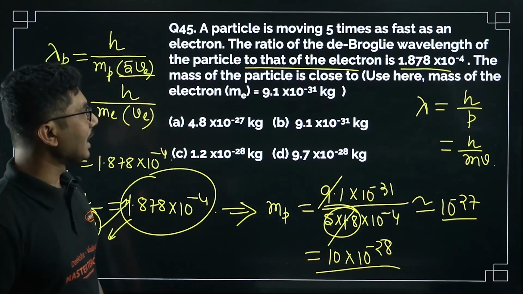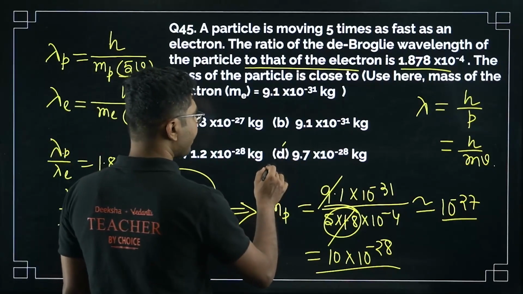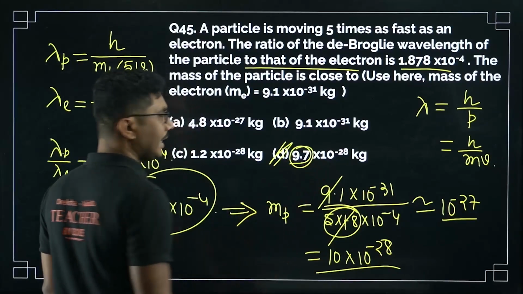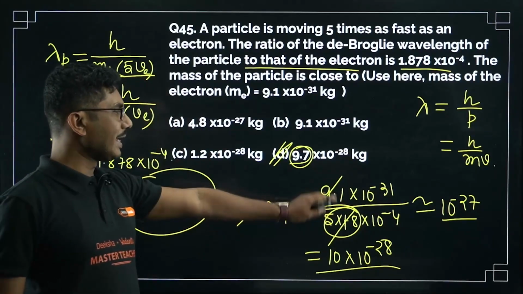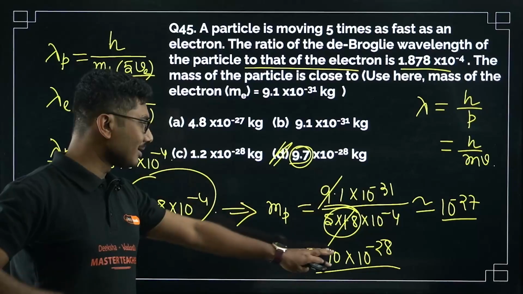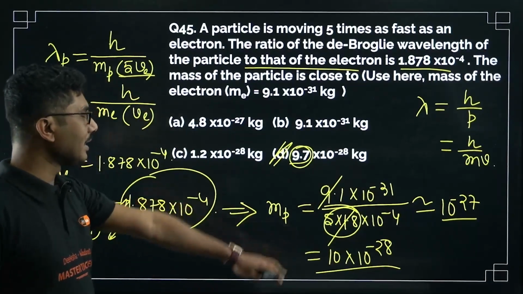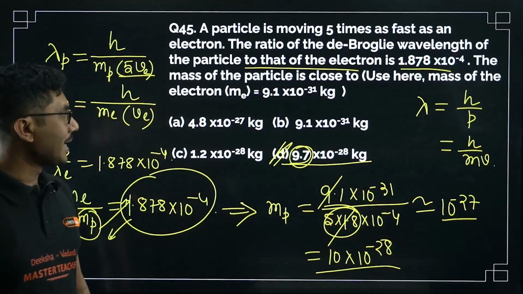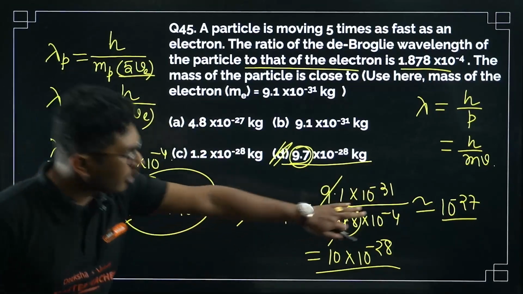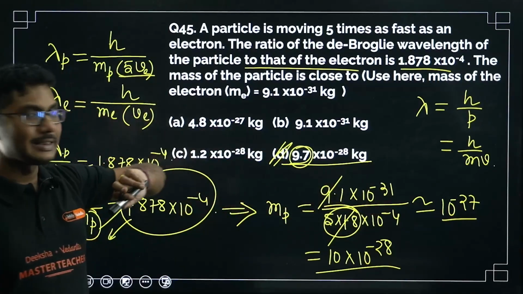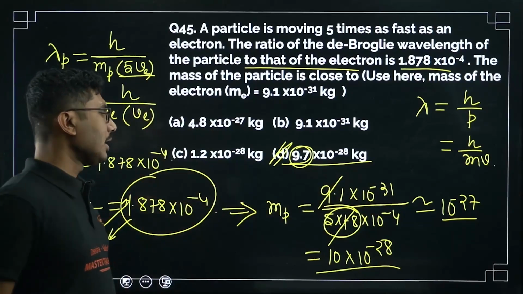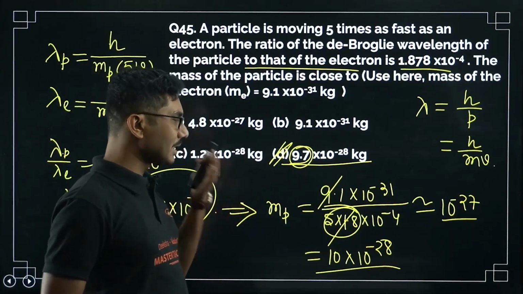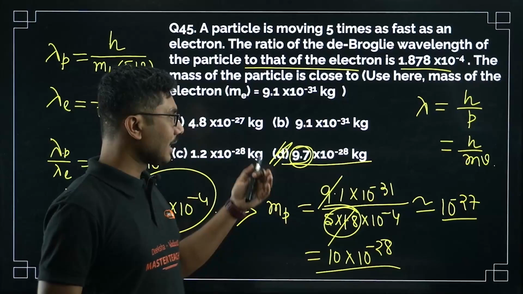So if you see the answer, the correct answer is obviously this one. This is very close to 10. If you do the exact calculation, the value will be slightly less than 10. That's why I have written it like this. So the correct answer is 9.7 into 10 to the power of minus 28. Don't fall for the trap. Don't mark this as the correct answer. Anyway, this is the closest answer that you will get, and this is the correct answer as well.